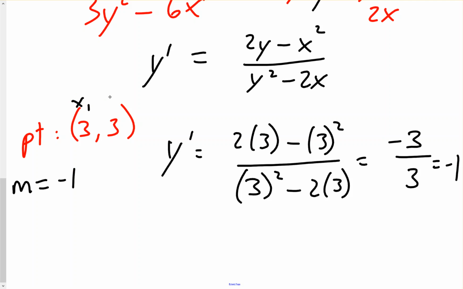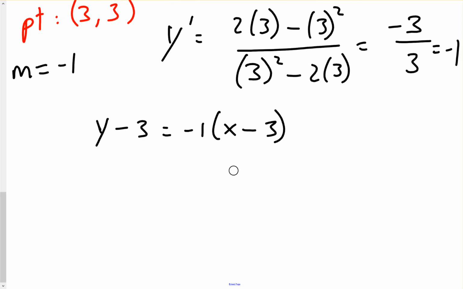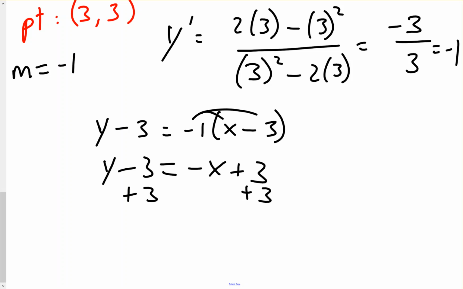x1 is 3, y1 is 3. So we have y minus 3 equals negative 1 times (x minus 3). Now distribute the negative 1. Add 3. So y equals negative x plus 6.